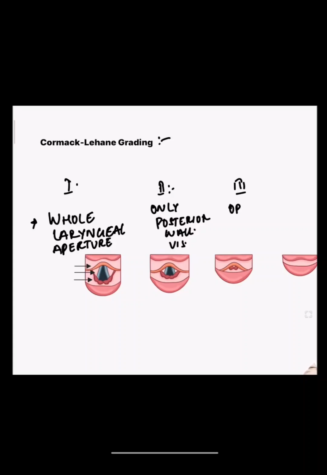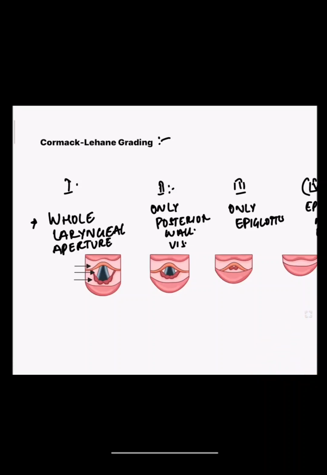Grade 3 means what, guys? While putting in the laryngoscope you will see only the epiglottis visible. Okay, vocal cords are not at all visible. Grade 4 means what? Grade 4 means the epiglottis is also not visible. Remember, in those cases, you have to keep the anatomy in your mind and go for a blind intubation, or you can go for fiber optic intubation if it is available with you.